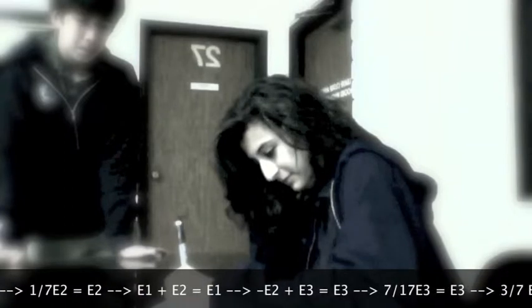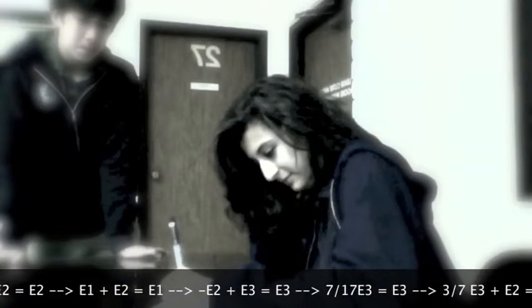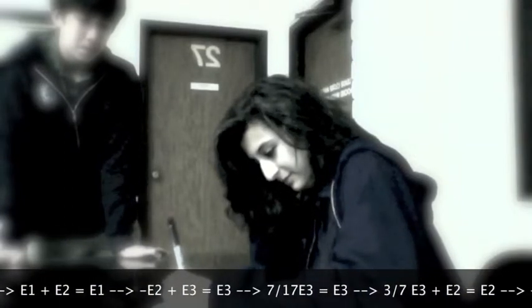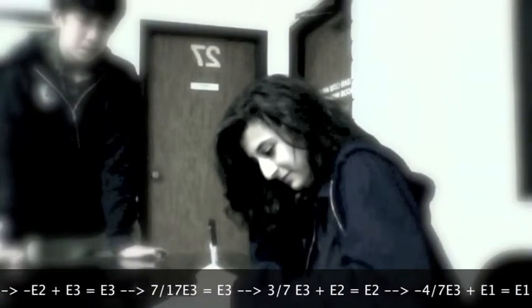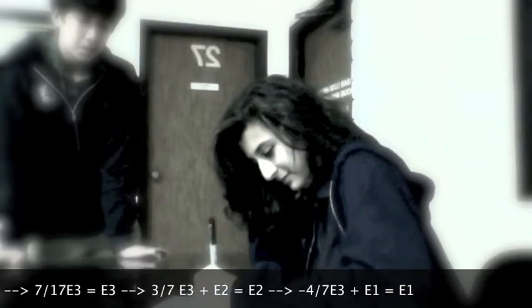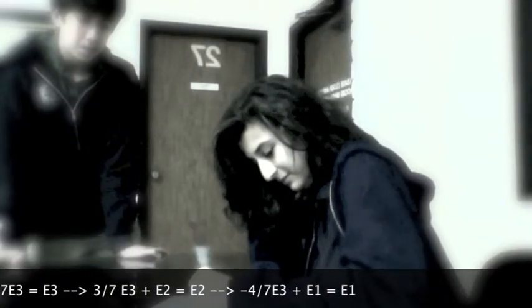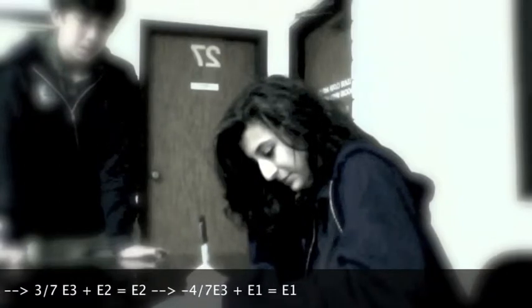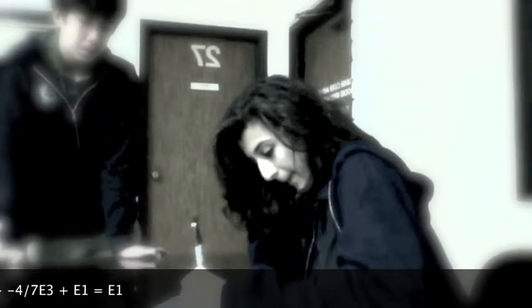Then she multiplied the second equation by negative 1, added it to the third equation to get a new third equation. Then she multiplied the third equation by 7/17 to get a new third equation. Then she multiplied the third equation by 3/7 and added it to the second equation to get a new second equation. Then she multiplied the third equation by negative 4/7, added it to the first equation to get a new first equation. That's how she got her answer.